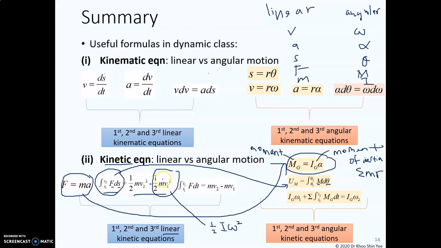The kinetic energy due to linear motion can be converted to the kinetic energy due to angular motion by changing m to capital I, and velocity to omega. Lastly, the linear impulse can be changed to angular impulse by changing the force to moment. This is the change of linear momentum, and we can change it to the angular type by replacing the mass m with I, and the velocity with the angular velocity omega.